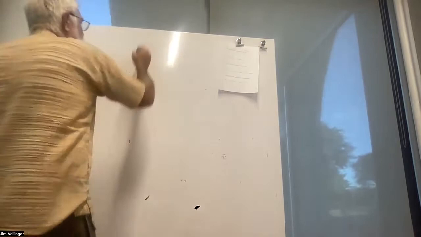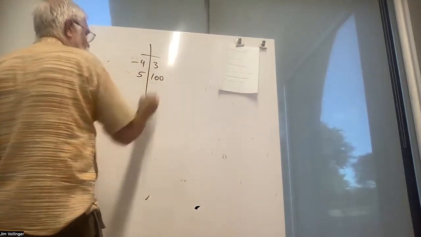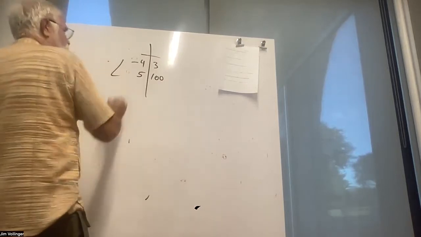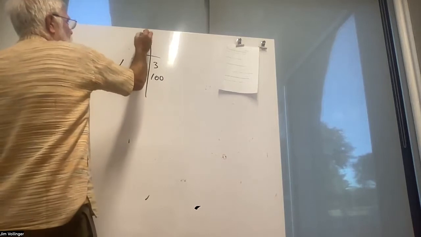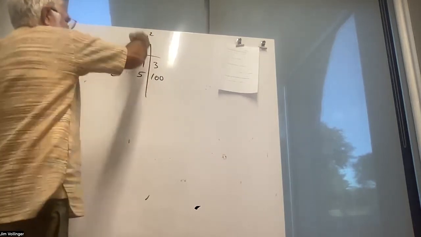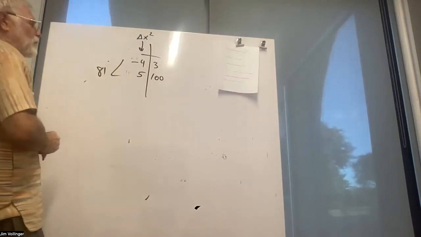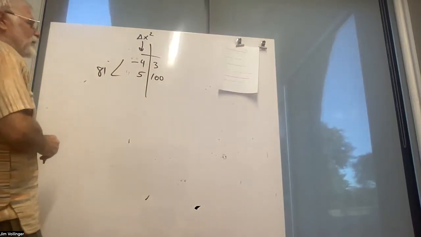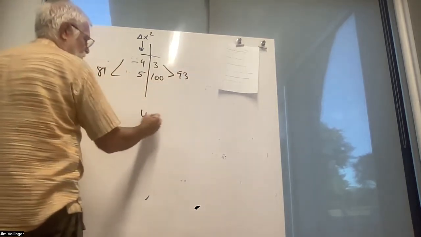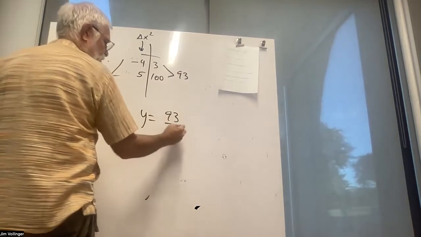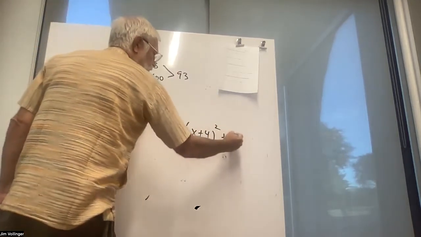All right, where are we at? Quadratic, -4, 3 to 5, 100. Those numbers should be familiar to you because you just worked with them linearly. But now we're going to work quadratically. So I am going to square the change in x. -4 to 5 is 9 units. I'm going to get 81 units of numerical change. So 93 over 81, x plus 4 squared plus 3 gets the job done.